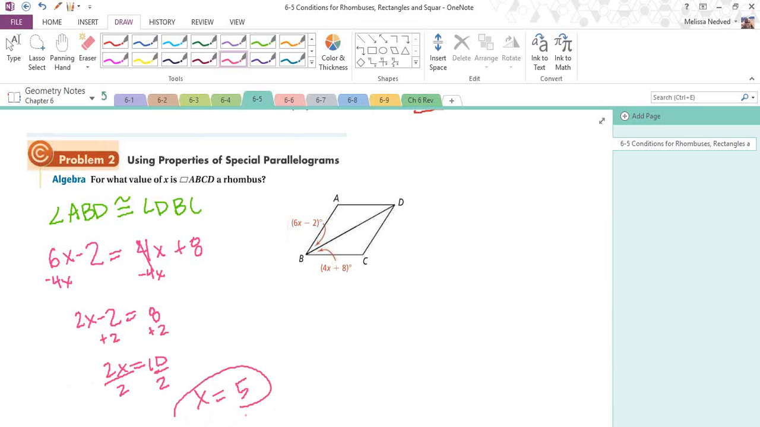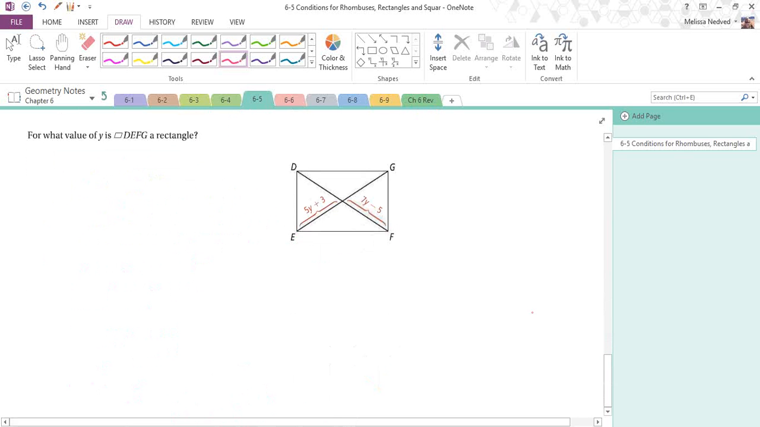So we know if x were to be 5, these 2 angles would be congruent, and I would have a rhombus because my diagonal would be an angle bisector. In our last example, we're going to look at a rectangle here. Similar type of question. For what value of y is parallelogram DEFG a rectangle?